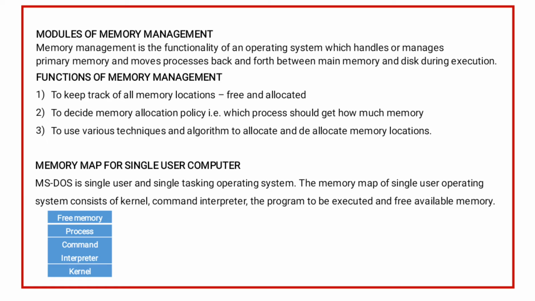Next topic is memory map for single user computer. MS-DOS is a single user and single tasking operating system. The memory map of a single user operating system consists of kernel, command interpreter, the program to be executed, and free available memory. When the computer is started, the operating system loads the program into main memory and assigns as much memory as possible. If the program is terminated, it is removed from main memory. Now see the figure, which shows the memory map of a single user computer.